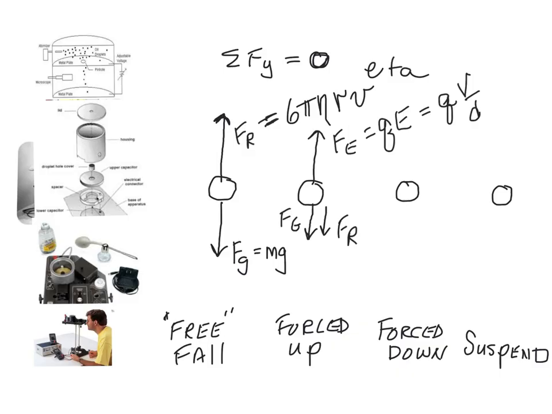Next, we have, if we forced the drop down, if we reverse the switch, we flip the switch from the far right side to the far left side or vice versa, then the force of the electric field would be down. The Fe would be down. Mg would be down, the force of gravity. But even in that case, it went at a constant velocity. So what is the force up? Like in the first case, it's the resistive force of the air.